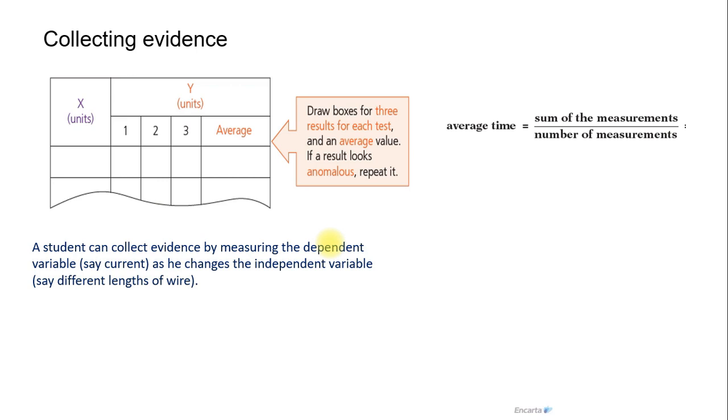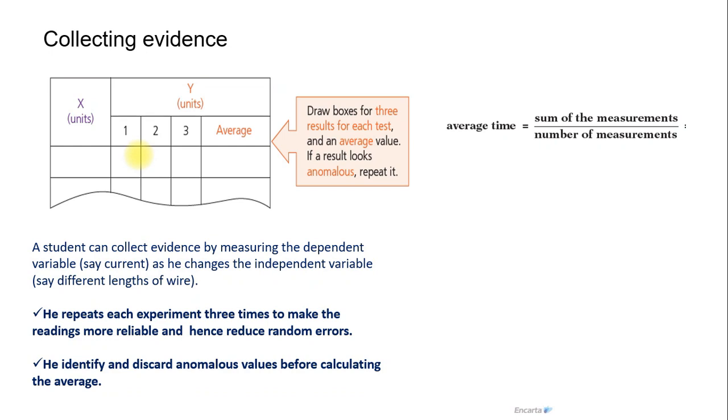Collecting evidence. After carrying out an experiment, it's important that evidence or data are collected in the right manner. A student can collect evidence by measuring the dependent variable, say current, as he changes the independent variable, say the length of different wires. Now, he may want to carry out several measurements, or repeat the measurements.